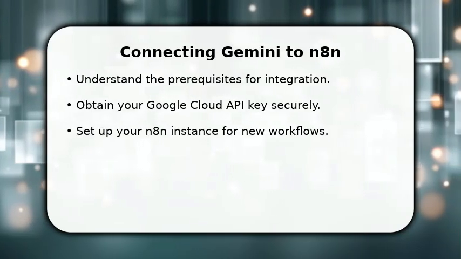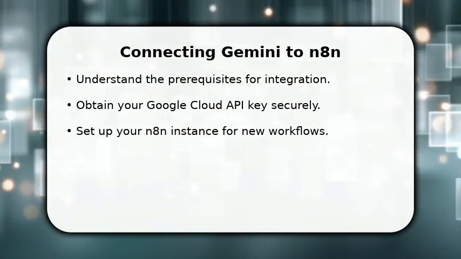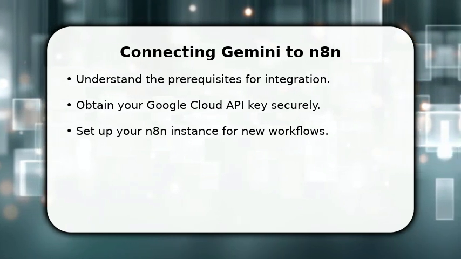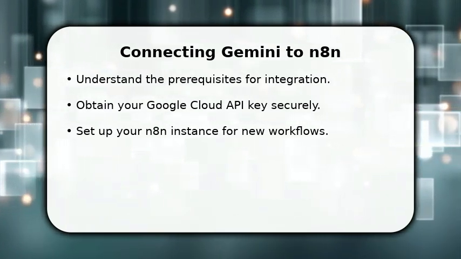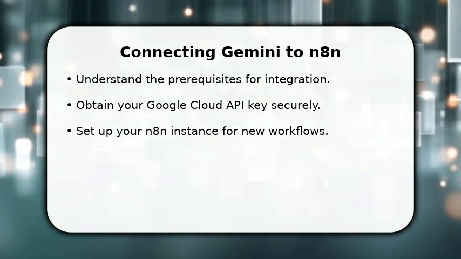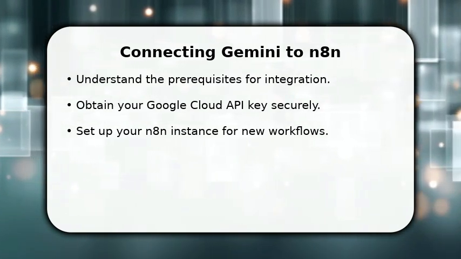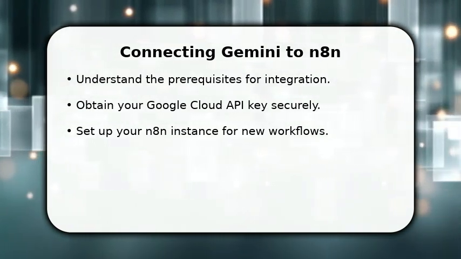In this video, I will explain how to connect Google Gemini to N8N. First, ensure you have an active Google Cloud project and an N8N instance ready. You'll need to enable the Gemini API within your Google Cloud console and generate an API key. Keep this key safe, as it grants access to your Gemini services.